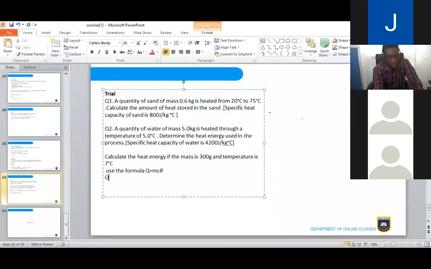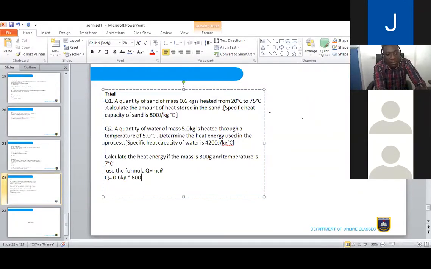So the first one I had 26.4 kilojoules. And the second one I had 105 kilojoules. And the third one I had 8,820 joules. Okay. Let's verify something. Let's see whose answer is correct.